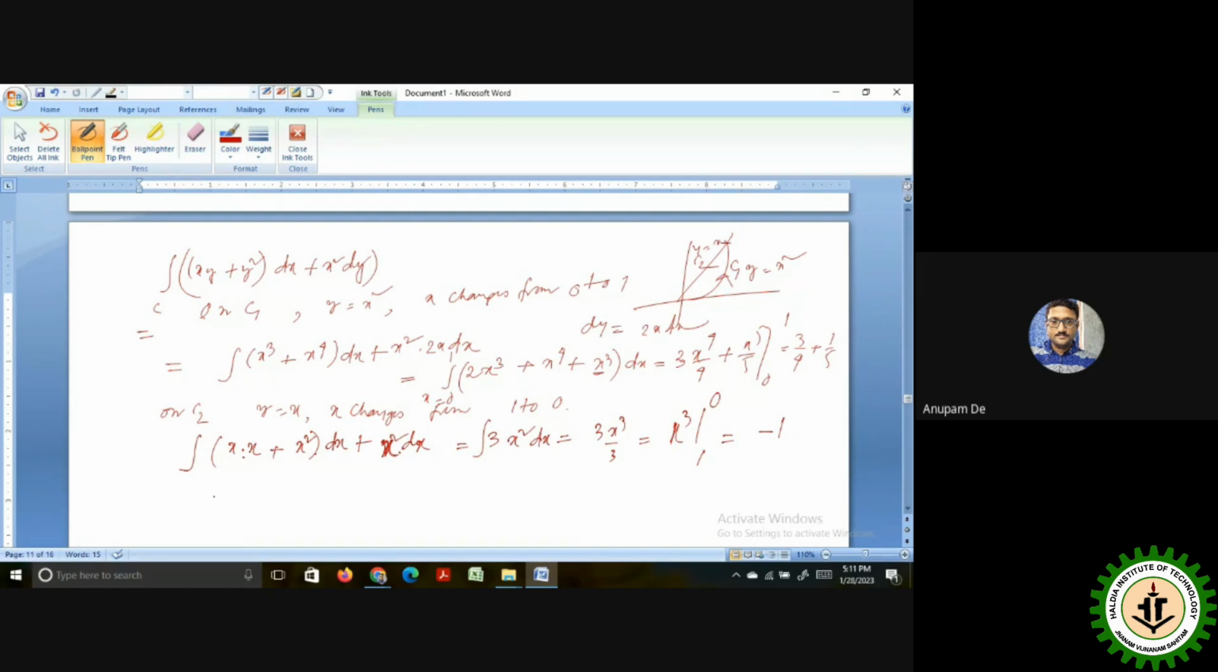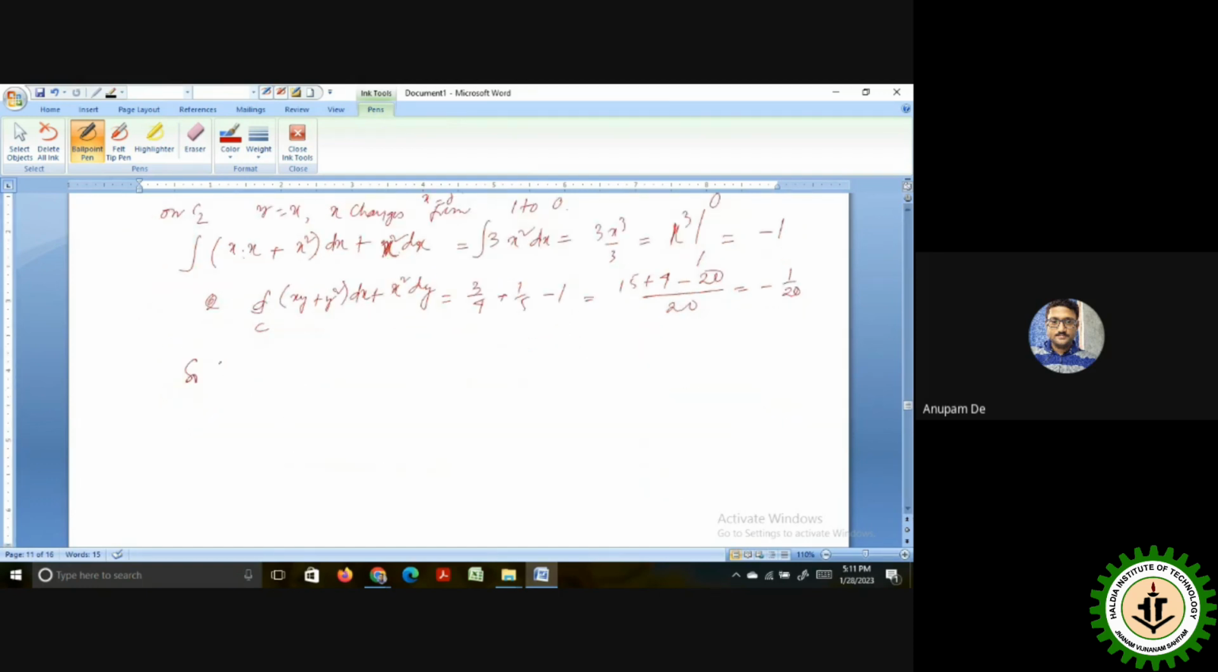So what will be the ultimate value? The closed integration over C of xy plus y square dx plus x square dy will be basically 3 by 4 plus 1 by 5 minus 1. How much is that? 3 times 5 is 15, 15 plus 4 minus 20, by 20, that is minus 1 by 20. So you see the left hand side equals the right hand side. So Green's theorem is verified.